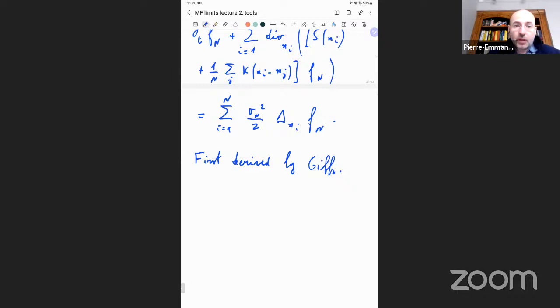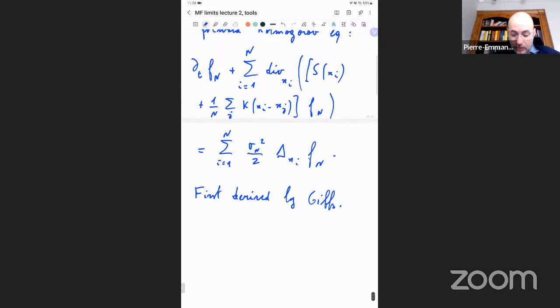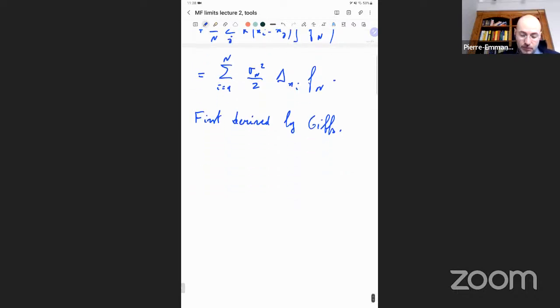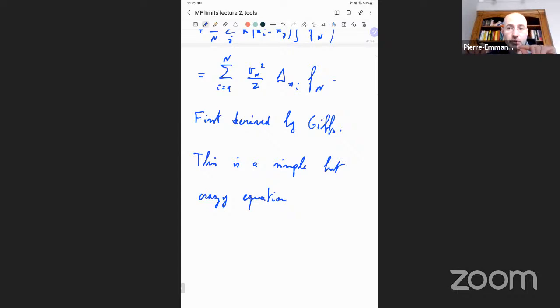Now, this is all good and well, right? But this is a very crazy equation. We should say that immediately. Because what we've done is we replaced a system of ODEs or SDEs, with many, 10 to the 20 of them, by a PDE in dimension 10 to the 20.